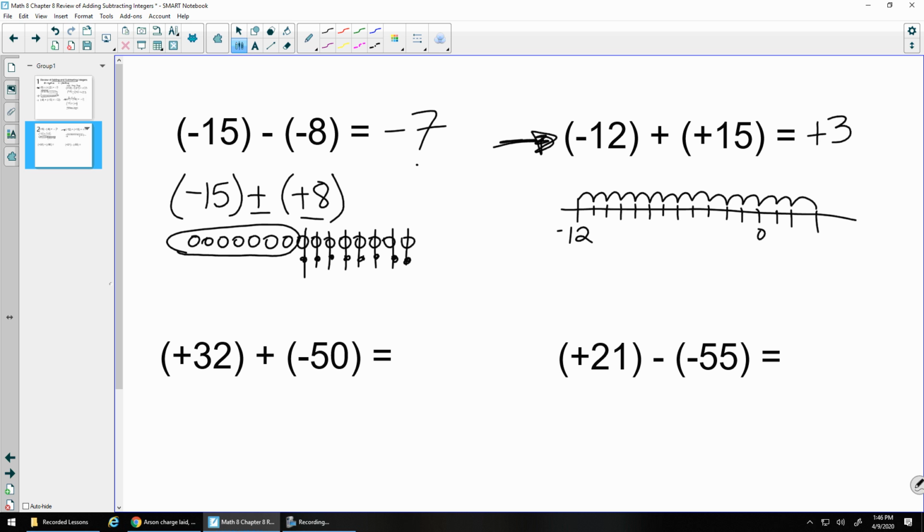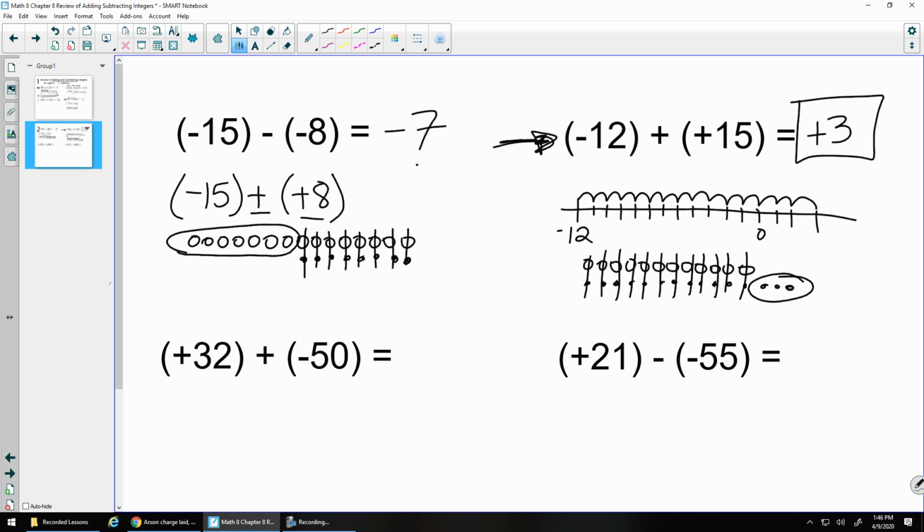I could draw my integer chips as well. 12 negatives, 1 through 12, and 15 positives, 1 through 15. So I have 12 negatives, I have 15 positives. 12 of those turn into 0 pairs. I'm just left with 3 positives, which is my answer. So there are a couple of ways of looking at how to solve that.